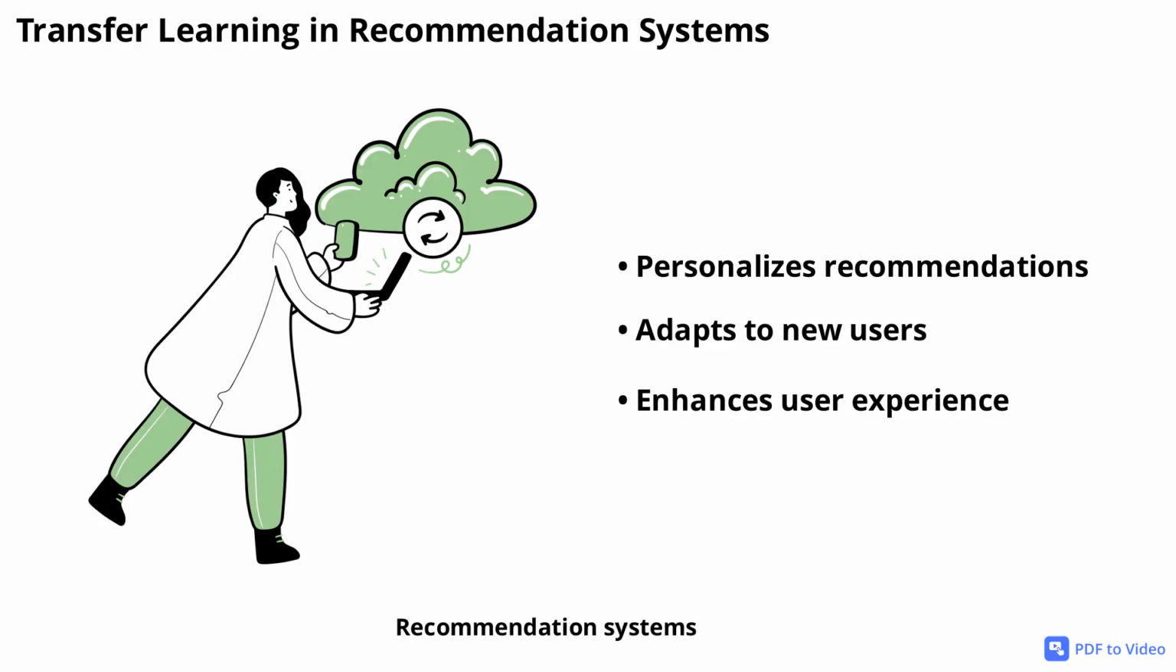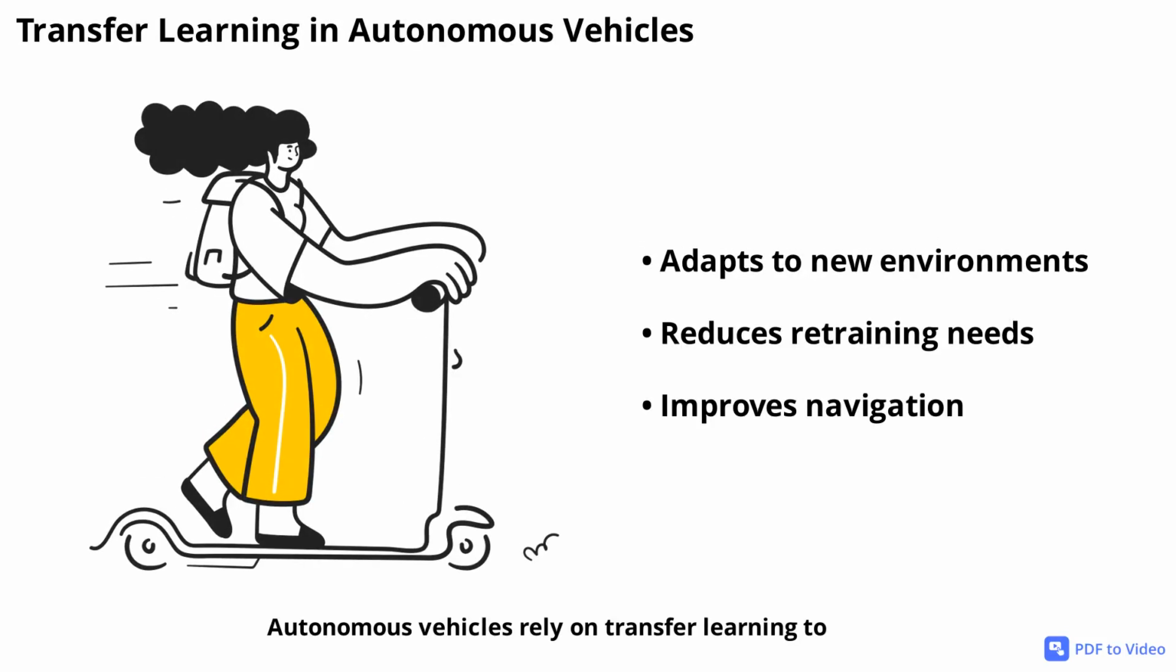Recommendation systems, like those used by streaming services or online retailers, use transfer learning to personalize suggestions. By leveraging models trained on large user datasets, these systems can quickly adapt to new users or products, improving recommendations and user satisfaction. Autonomous vehicles rely on transfer learning to adapt driving models from one environment to another.